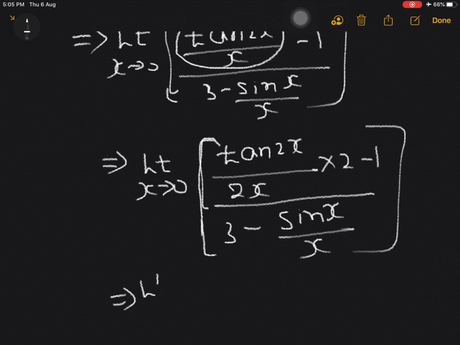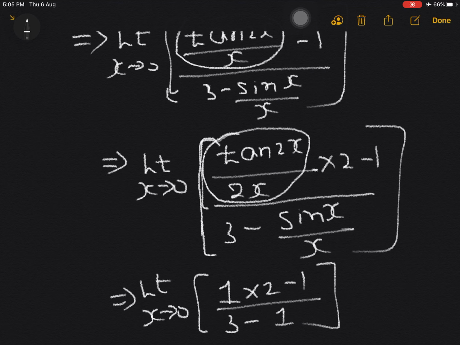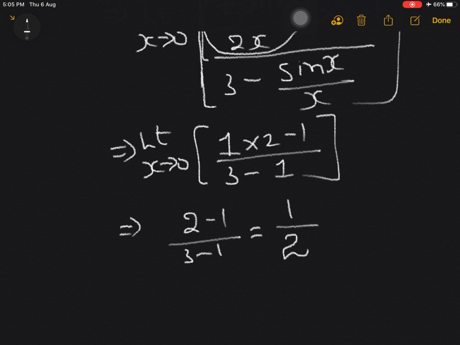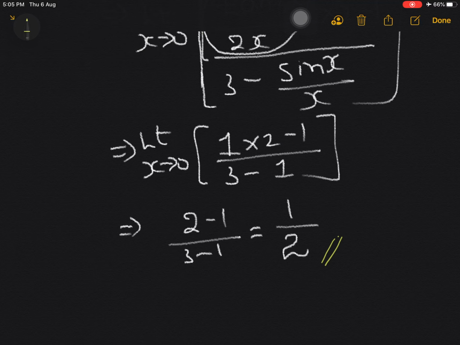Here, limit x tending to 0, tan of 2x by 2x is equal to 1, we know the standard result. So 1 into 2 minus 1 by 3 minus sin x by x, which is 1, becomes 1 into 2 is 2 minus 1 by 3 minus 1, that is 1 by 2. The answer for this is 1 by 2.